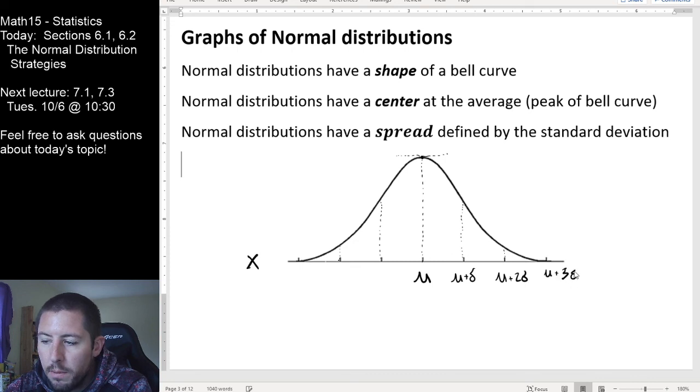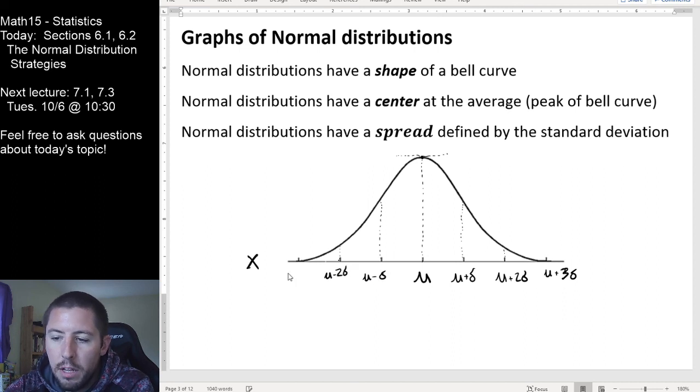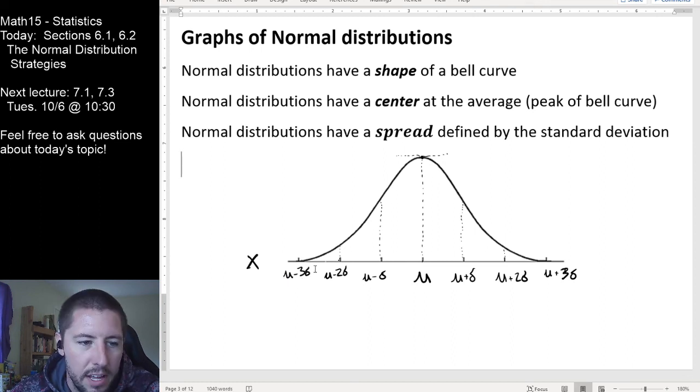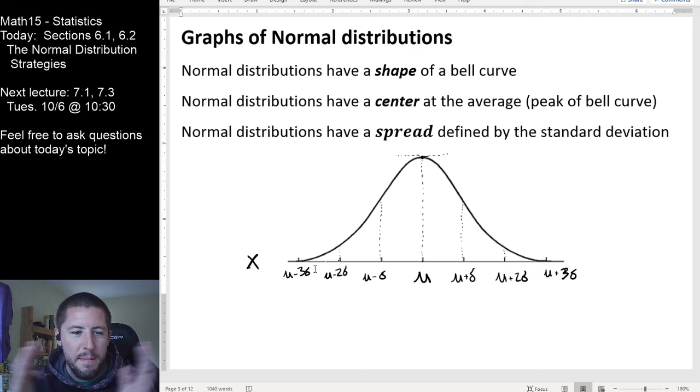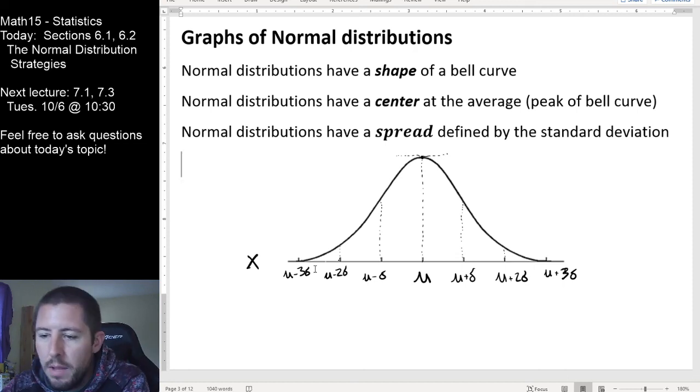And we could do the same thing going back the other way. Mu minus sigma is right there, then 2 standard deviations below average and 3 standard deviations below average. I really should be saying average here. When I say normal, I mean the middle, and in this case, that's going to be the average.